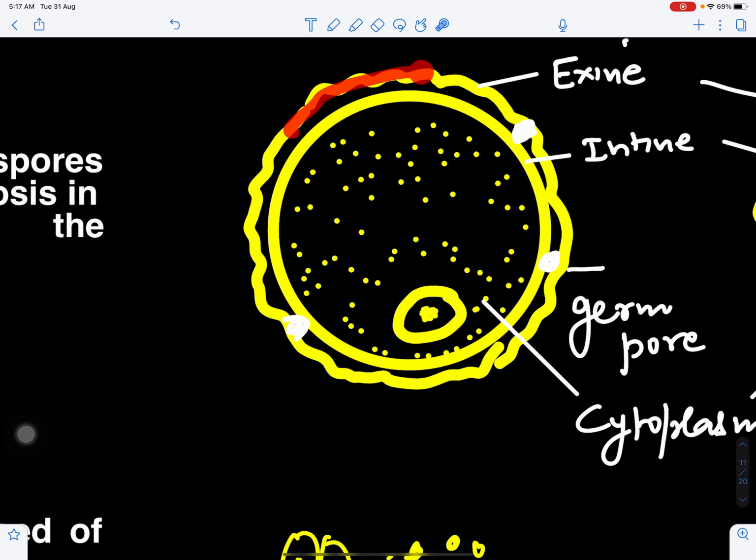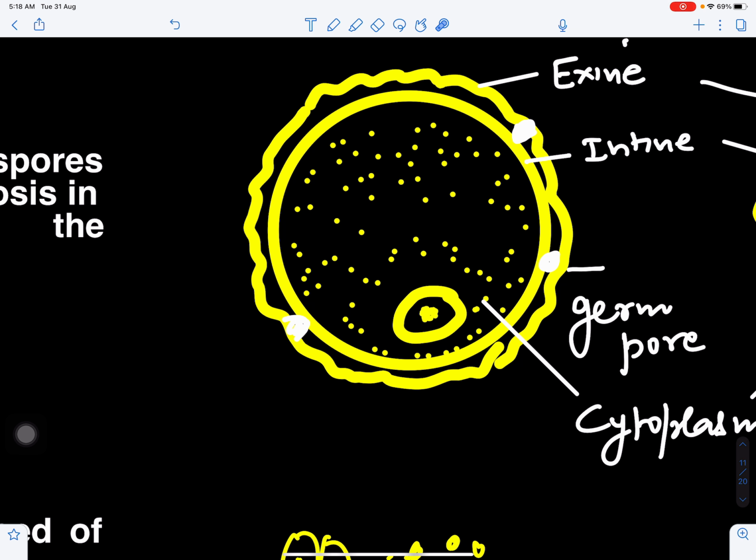Now this is bounded on the outer side by a thick wall. This is called exine. What is the exact chemical composition of exine and intine? This we have already discussed in the previous video. And this is the internal wall. This is intine. This is quite thick, and this is pectocellulosic in nature. This area is cytoplasm, and this is its nucleus. This cytoplasm is rich in reserve food materials.